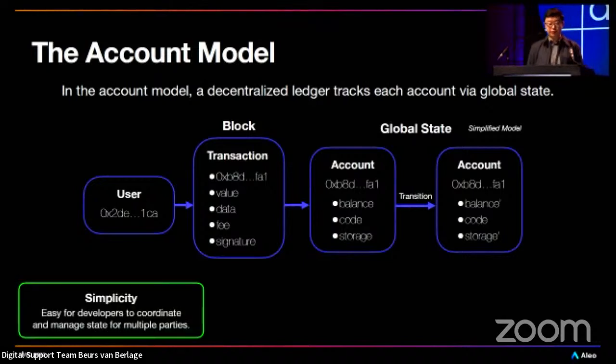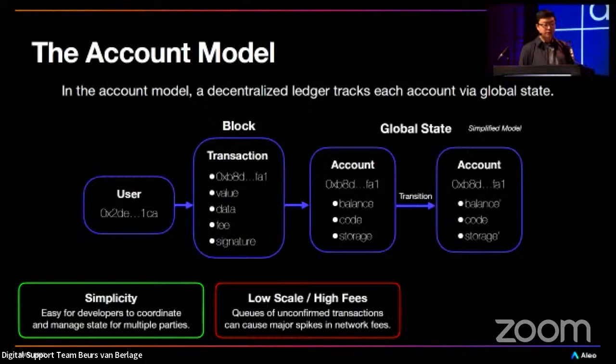Naturally, a major benefit of this design is its simplicity, because programs contain shared global state, and so it's easy for developers to coordinate complex tasks between multiple parties. However, because complex tasks can be time-consuming, well, large queues of unconfirmed transactions can build, and this would cause significant spikes in network fees to occur. For those who are familiar with something like an Ethereum smart contract platform, something like what CryptoKitties has caused a lot of public attention in terms of having these gas prices for transactions that are quite high.